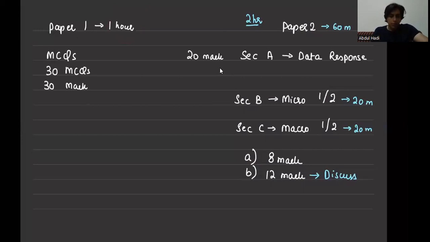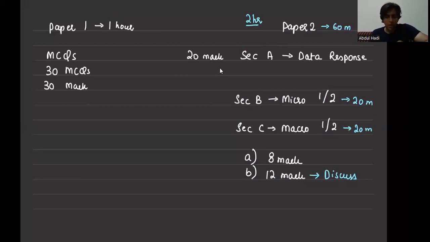In paper two, we'll be getting 3 questions, and section A is data response, and it's a compulsory question. You have to attempt it. So it's a 20-mark question, section A. According to the new paper pattern, there are some changes in it.